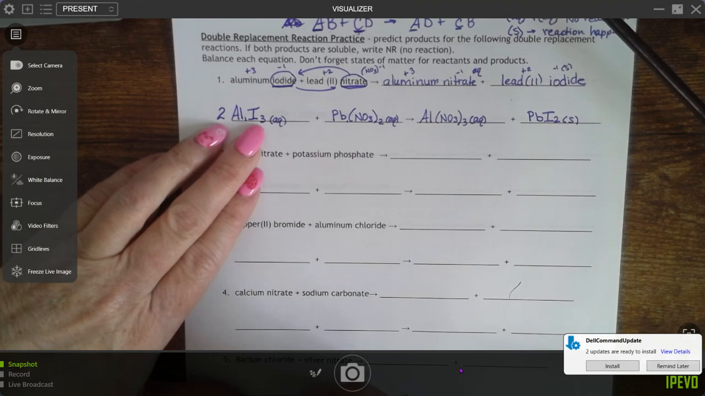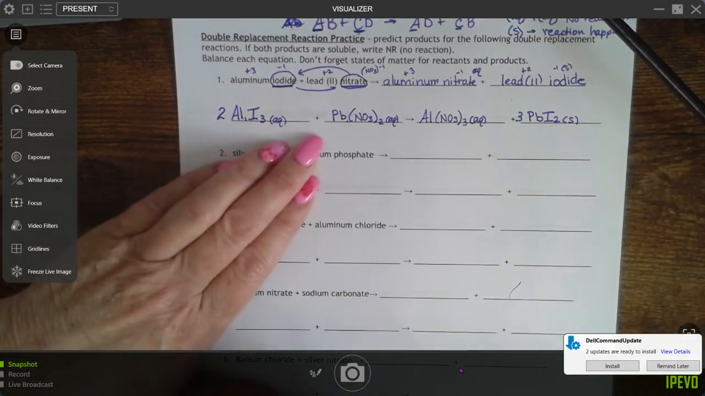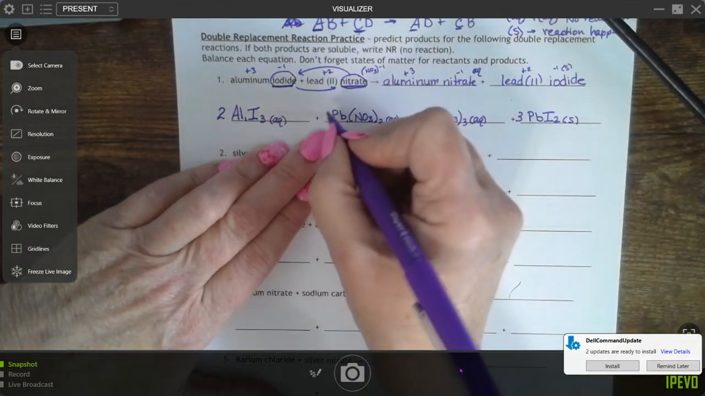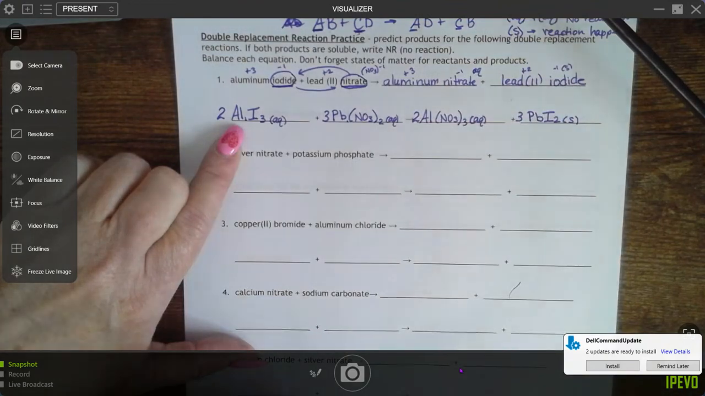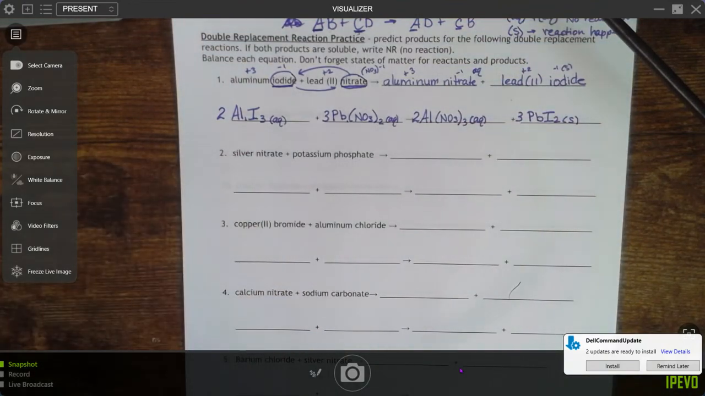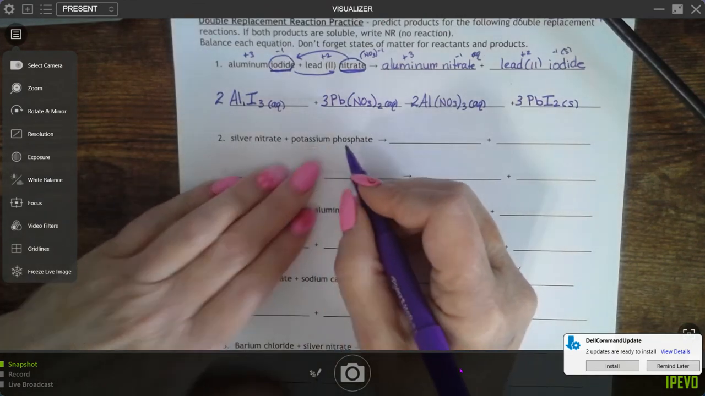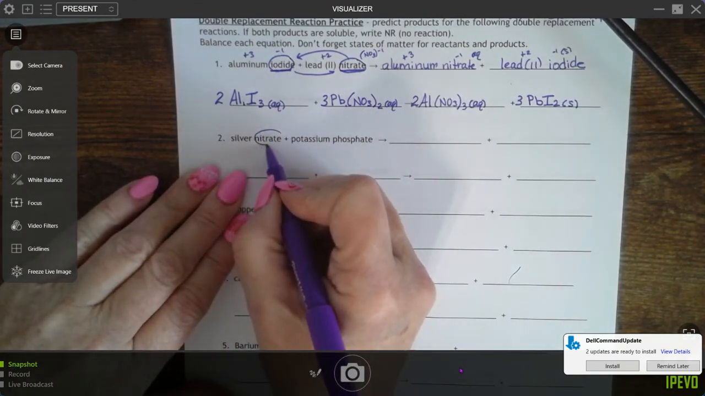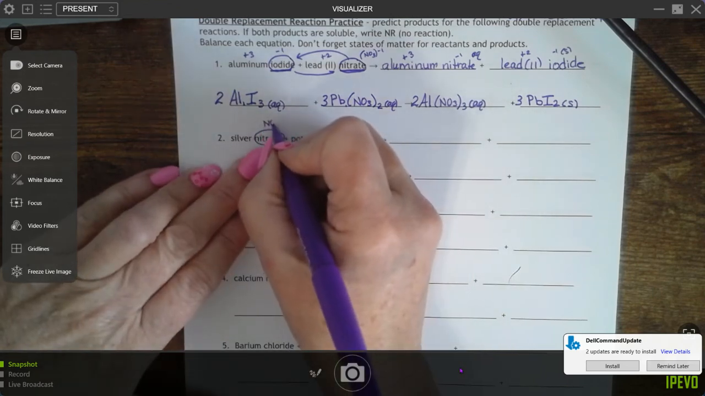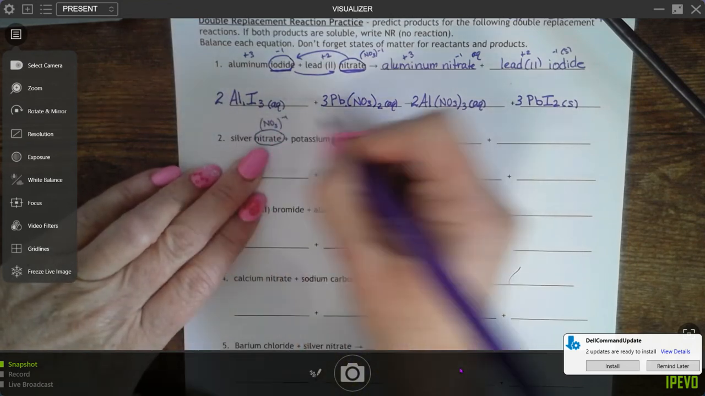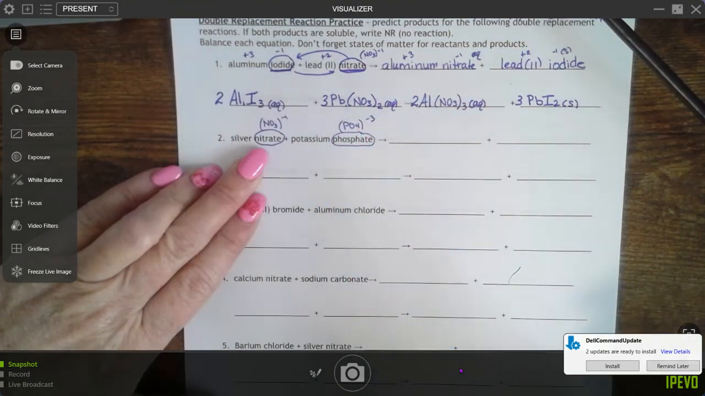So 2 times 3 is 6. 3 times 2 is 6. Now, if I have 3 lead, I need a 3 here. I have 2 aluminum. I need a 2 here for a balanced equation. Okay. All right. Next equation, we have silver nitrate and potassium phosphate. So nitrate and phosphate are going to switch places. Nitrate is NO3 -1. Phosphate is PO4 -3 when we get to it.